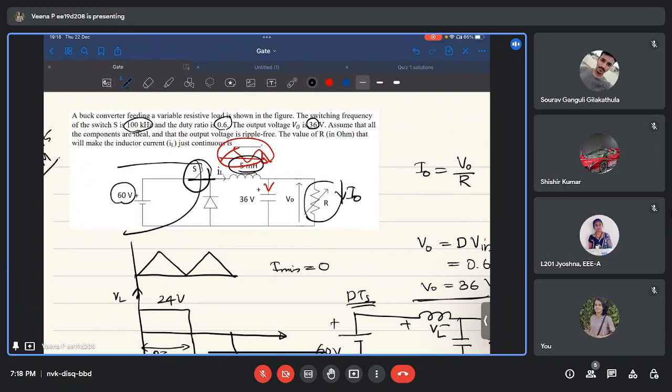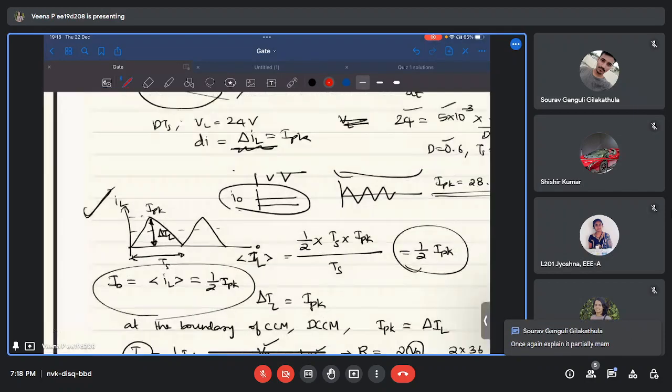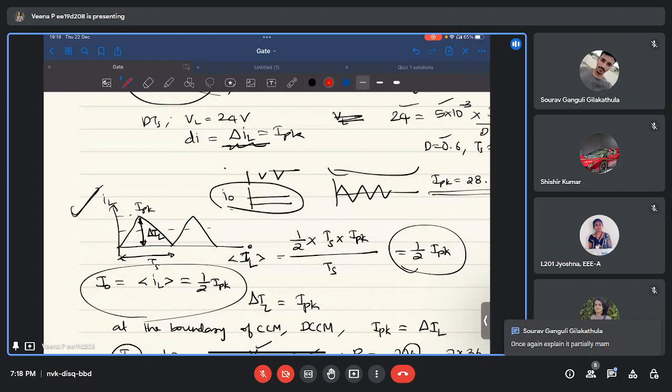So the problem asks to find the value of resistance where the inductor current is at the boundary of CCM and DCM. The general rule is that when the inductor current is at the brim of CCM and DCM, the value of peak to peak inductor current will be the same as the peak value of inductor current.